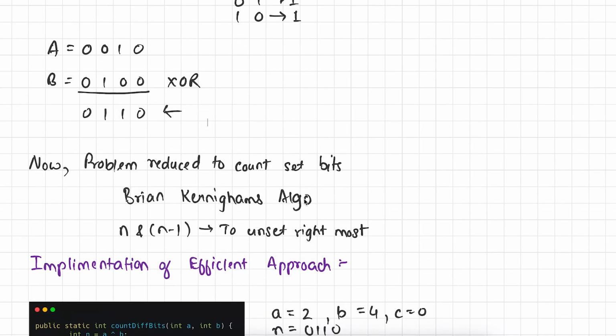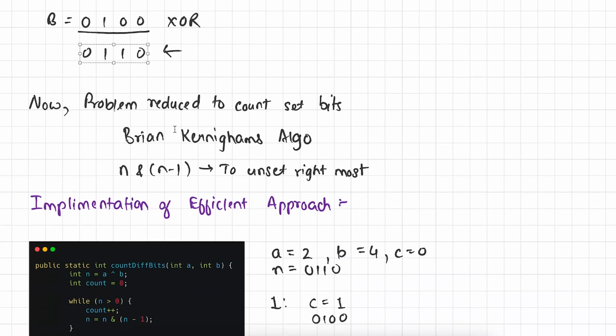So still, just to give you an idea, let me recall once again. What Brian Kernighan's algorithm says is, if you do bitwise AND of n with n-1, the rightmost set bit of the number n gets unset. So this is the simple algorithm. In case of this number, we just have to call Brian Kernighan's algorithm 2 times, and our number becomes 0. And these 2 iterations are exactly equal to the number of bits that need to be flipped. Let me show you how.